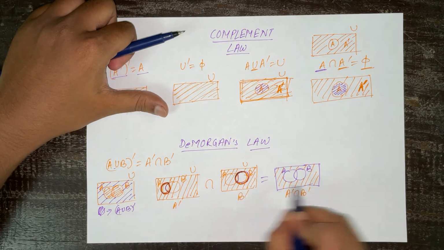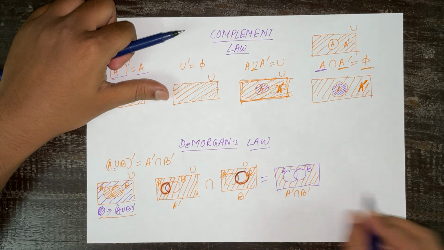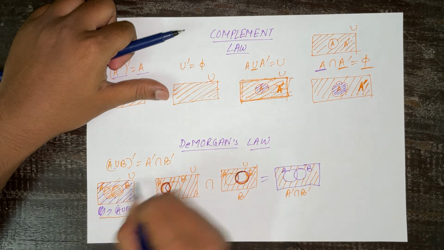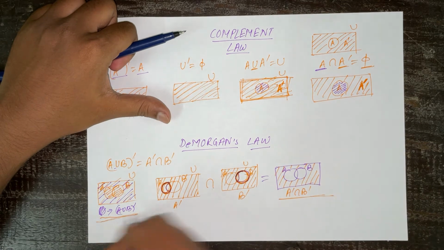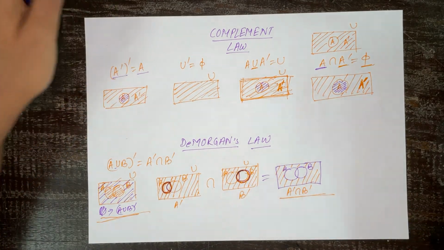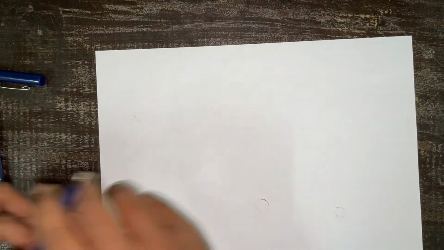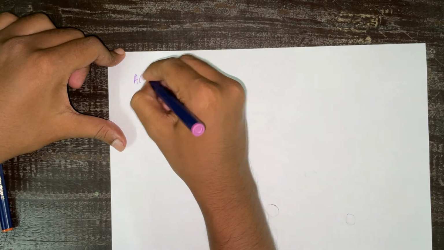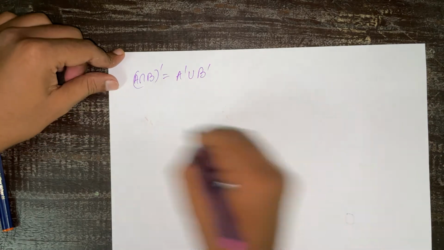So now you check these two diagrams. What was the A union B complement? It is this part, the outside of the A union B part, except A and B, everything else. Here also except A and B, everything else. That means these two things are equal. That's how the complement law works. We have another one for complement law, and what is that? The second law for complement is De Morgan's law, A intersection B whole complement is equal to A complement union B complement. Let's check this out as well.